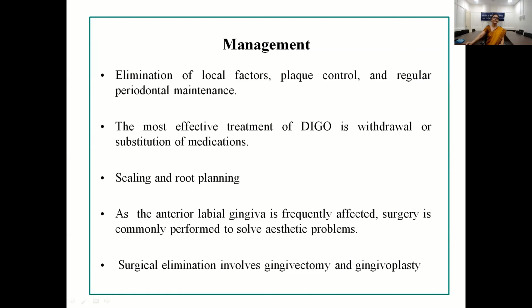You will see definitely a reduction in the gingival overgrowth, and then you decide which surgery is needed in the patient. Now, the decision of the surgery depends upon whether the underlying bone is involved. If the underlying bone is involved, then flap surgery is needed. If the underlying bone is not involved, then gingivectomy and gingivoplasty is sufficient.